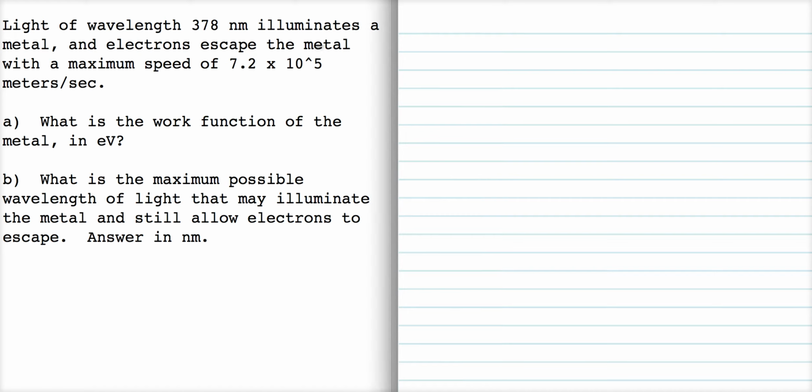Okay, so this is a work function problem. So our formula for that is that the maximum kinetic energy of the escaping electrons is equal to the energy of the incident light minus the work function. All right? Now let's find the energy of the incident light first. That's going to be hc over lambda.